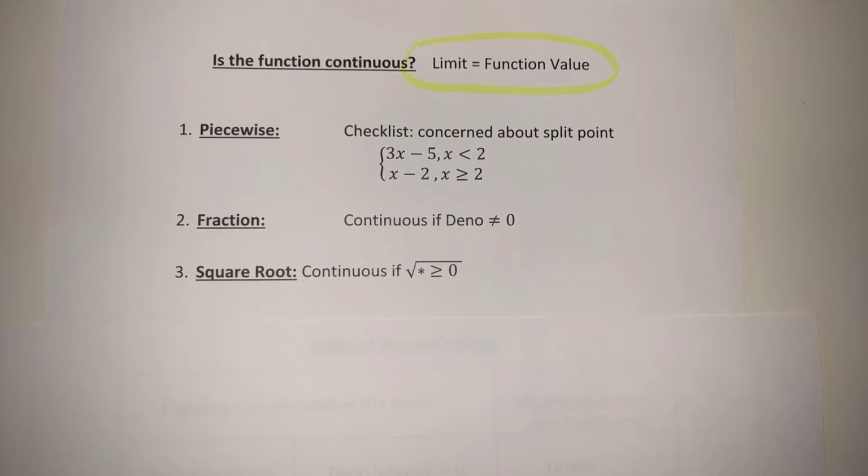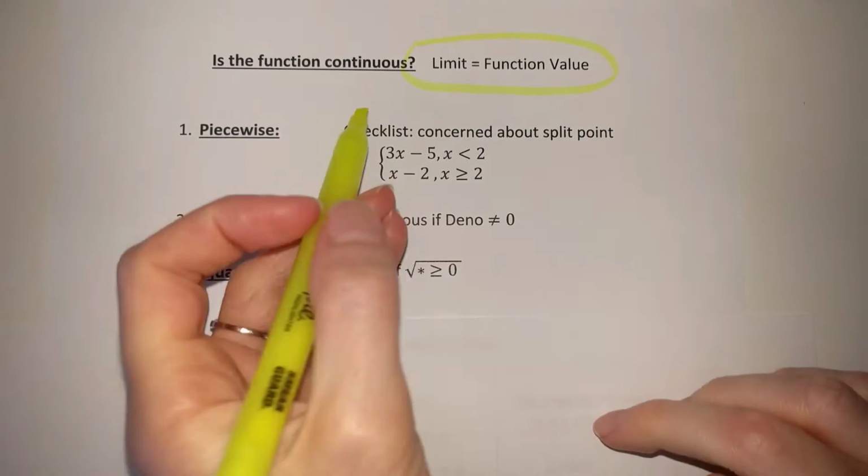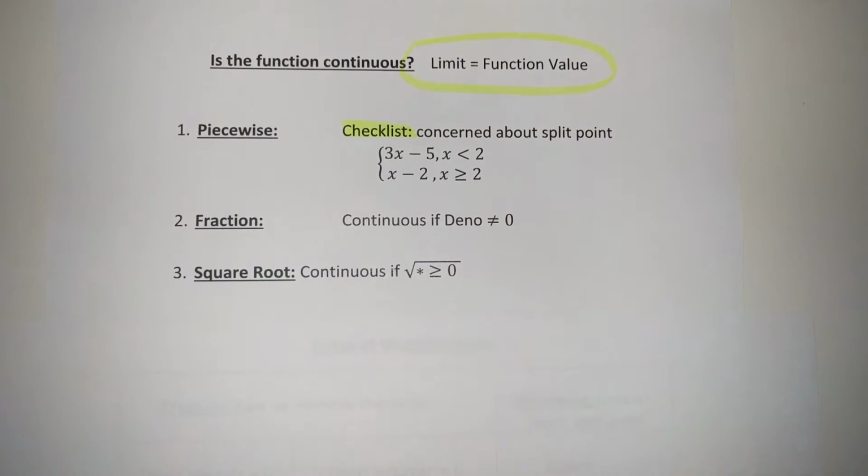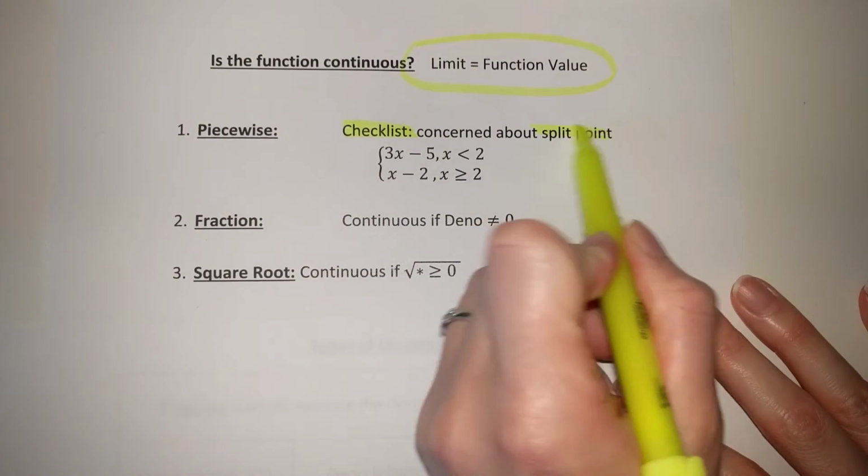and so really this question about continuity is going to boil down to three major issues for functions, and those are: if you have a piecewise function, then you will need to go through the checklist. So you'll actually have to find the function value, the limit, and then figure out if they're equal. And when you go through that checklist, you're going to be interested in the split point.